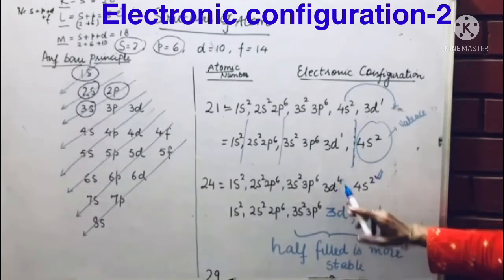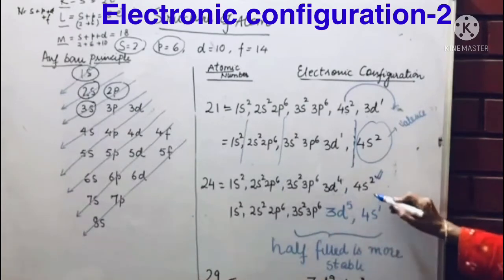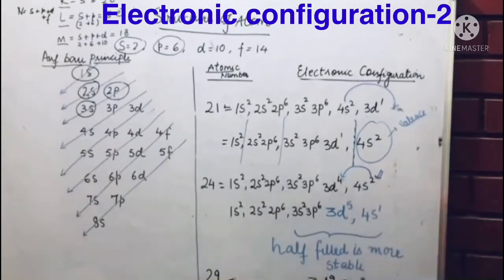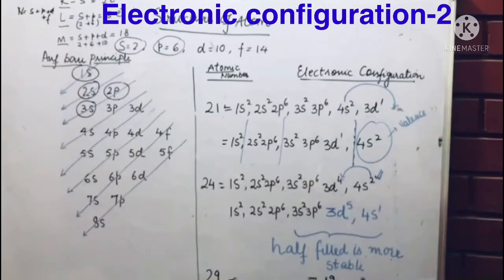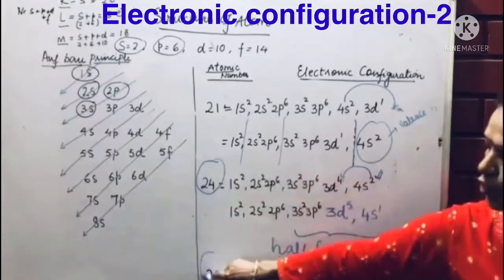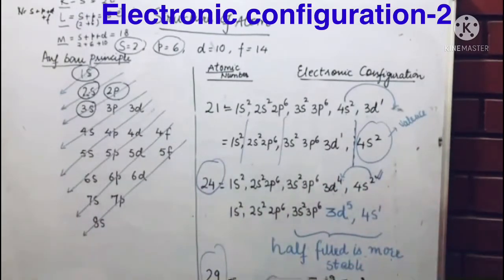Now when it is 3d4, this is an exceptional case where I'll have to rearrange it and put 1 electron from here till here, making it 3d5 4s1, because half filled is more stable. To give stability, the atom reorganizes itself on its own. So there are 2 important atomic numbers, which are 24 and 29, where if you write this electronic configuration completely, you will get 3d9 and 4s2. This will also reorganize and become 3d10 4s1.